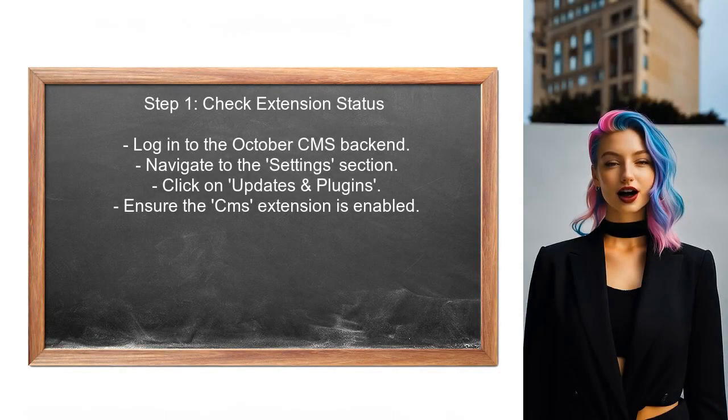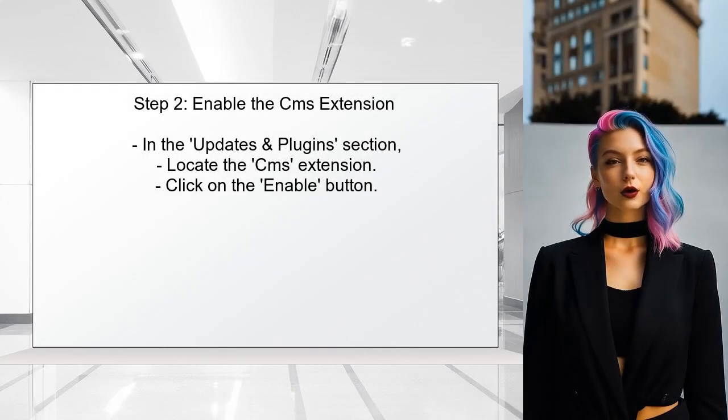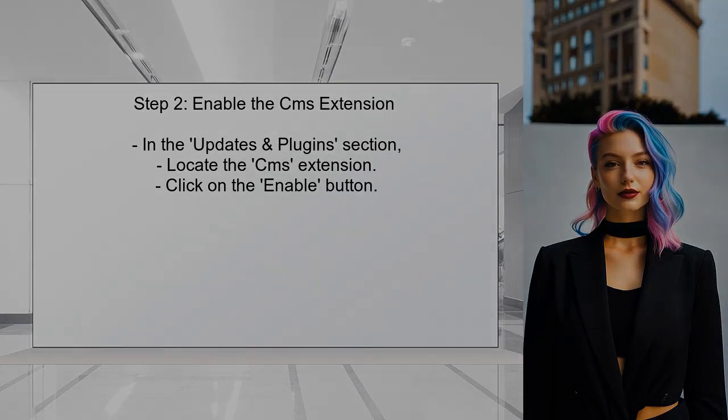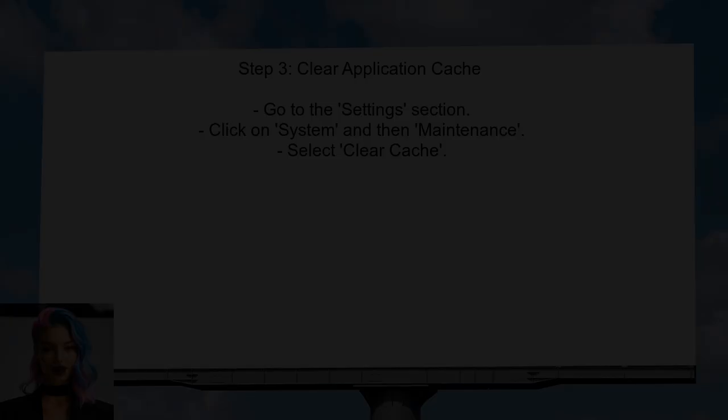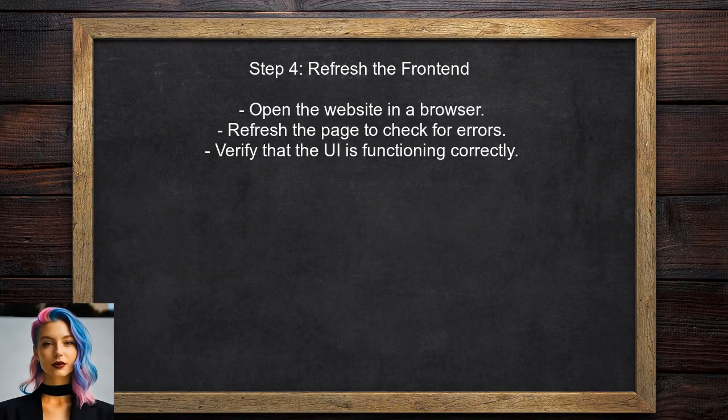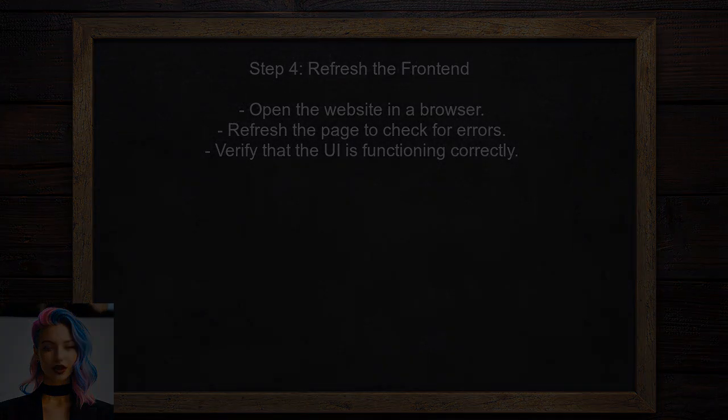To resolve the issue with the October installation, the user should first check if the required extension is enabled in the October CMS backend. If the extension is not enabled, the user can enable it directly from the plugins page. This is a straightforward process. After enabling the extension, the user should clear the application cache. This step is crucial to ensure that all changes take effect properly. Finally, the user should refresh the front end of the site to see if the issue has been resolved. This will help confirm that the changes have taken effect.